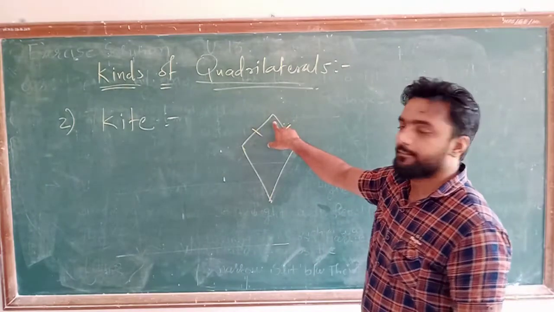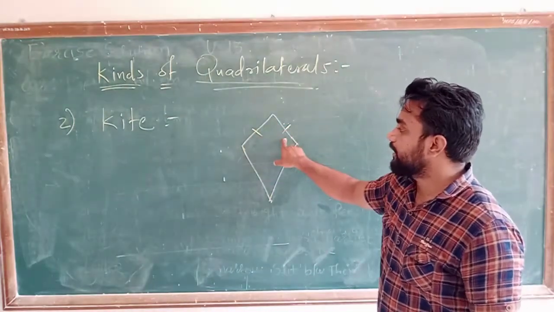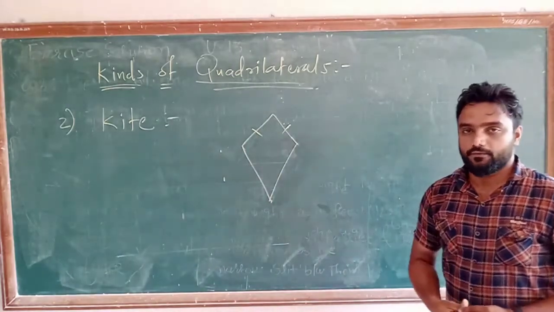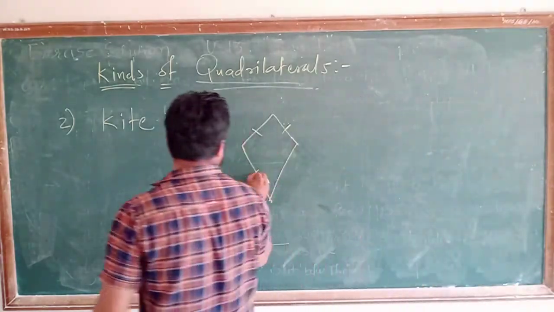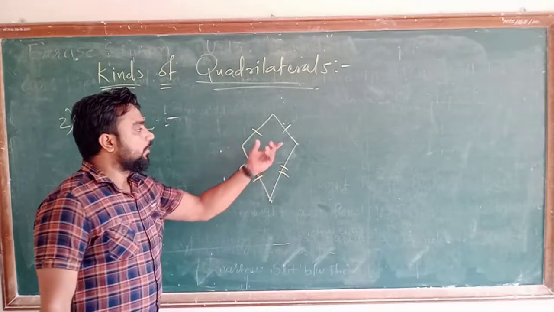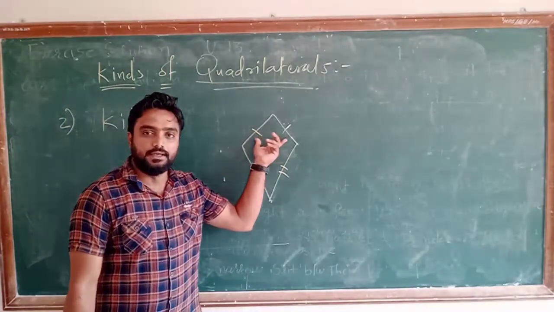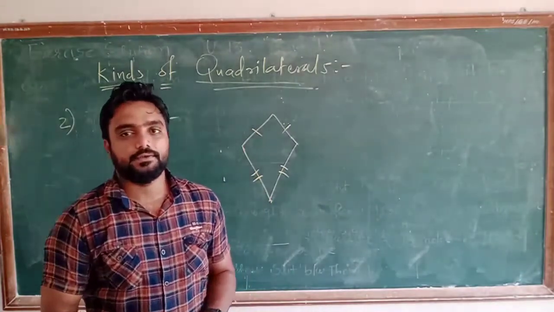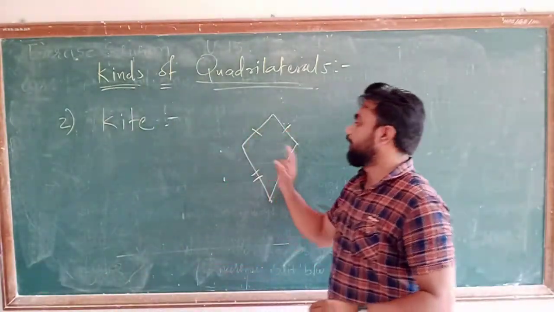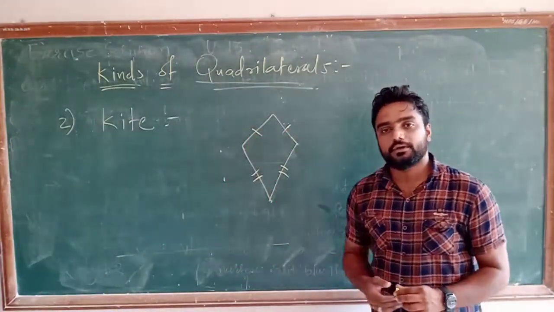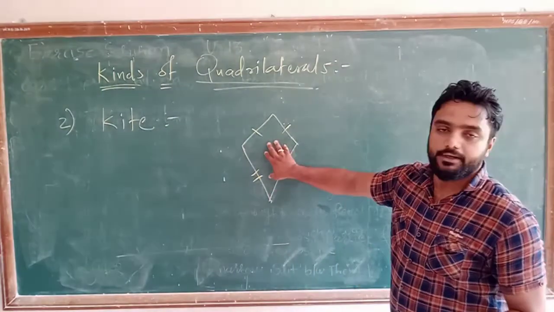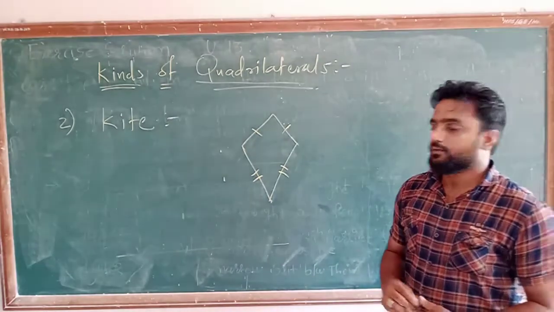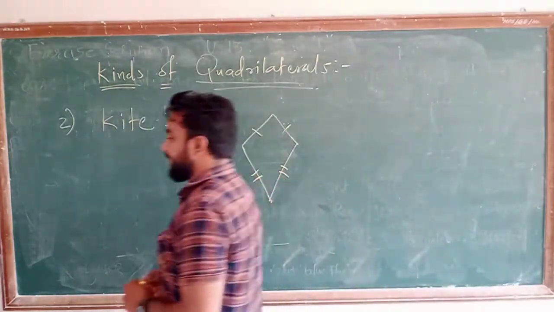Understand or not? So the two sides that are next to each other will be equal in length. In the same way, these two: one pair of sides is equal in length as well as the other pair of sides is equal in length. So this form of quadrilateral is called a kite. Understand or not?